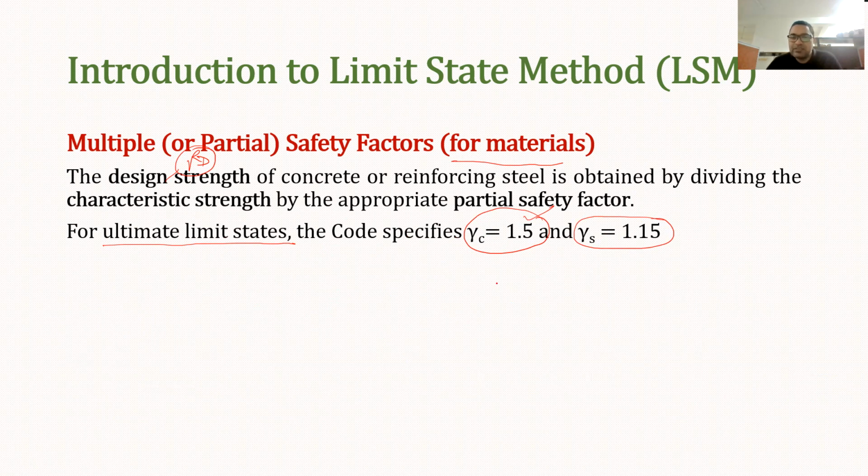You may remember that the safety factor for concrete in the working stress method was 3, and in case of steel it was around 1.8. So you can see the safety factors are reduced here. In working stress we used to take 3, but in limit state we are taking 1.5, because this is more rational, more realistic.